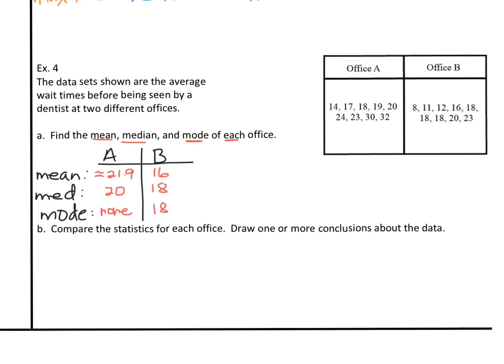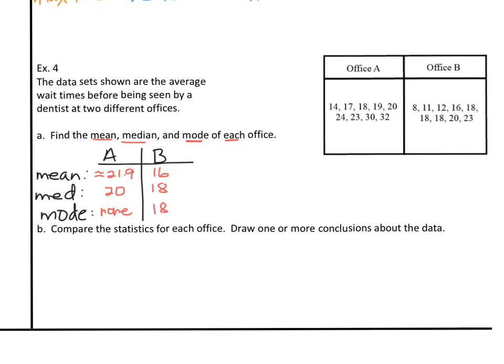As I worked through these values, I found the mean for office A was approximately 21.9. For office B, I got exactly 16. The median, the middle value, once I rearranged those orders, I got exactly 20 for A and 18 for B. For the mode, I didn't get anything for a mode for A, nothing repeated more than once, but B, I got a mode of 18.